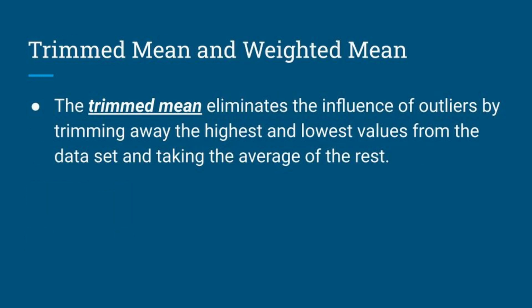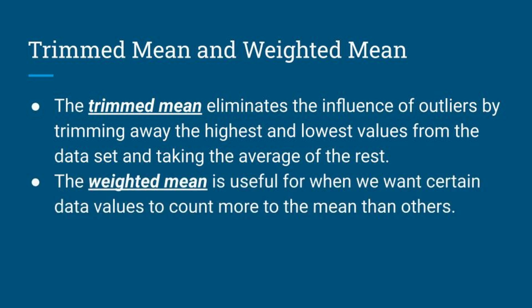Also, there are other ways to calculate the mean aside from the arithmetic mean, like the trimmed mean, which eliminates the influence of outliers, similar to what the median does. It does this by trimming away the highest and lowest values from the data and taking the average of the rest. There's also the weighted mean, which is calculated by multiplying each data value by a weight and dividing their sum by the sum of their weights. We do this when we want certain data points to contribute more to the mean than others.